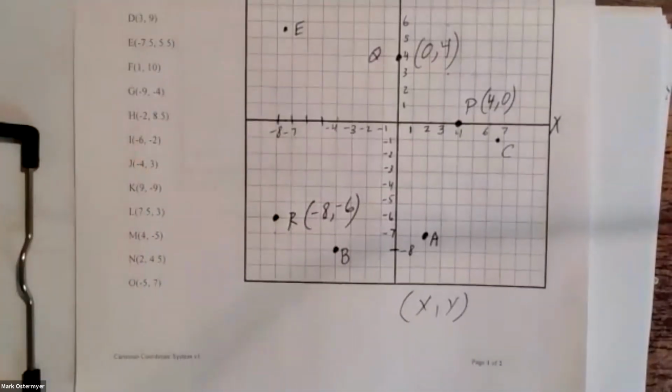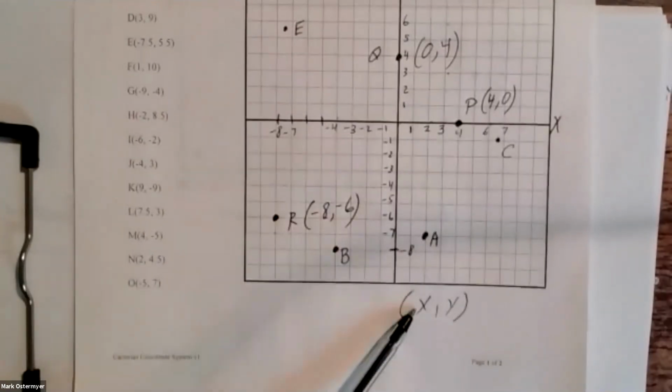Is this making sense how we're plotting points in the XY plane, ladies and gentlemen? Remember, it's always x coordinate first and then y coordinate. Okay.